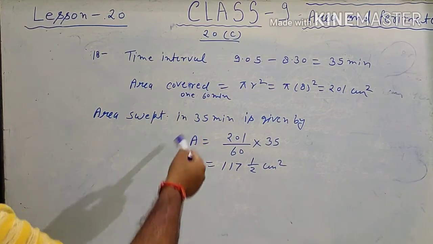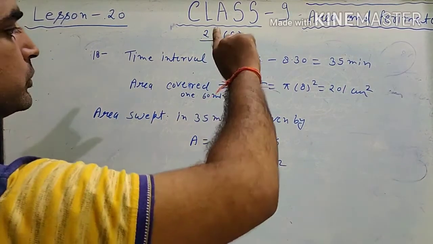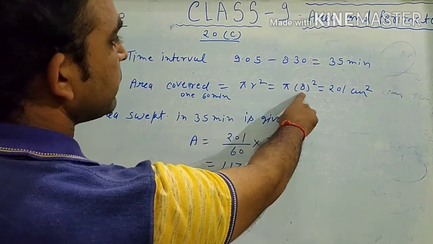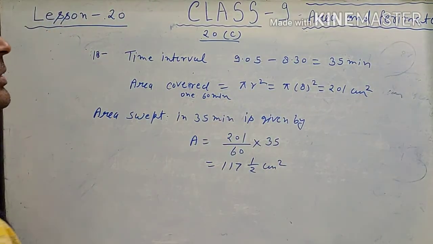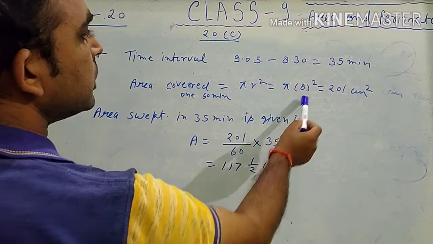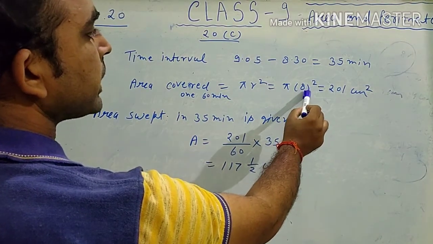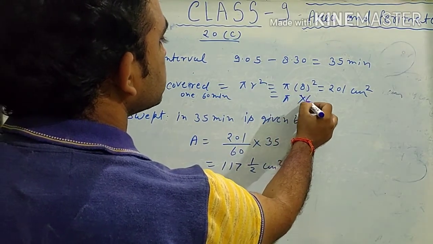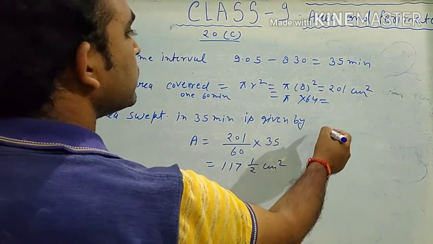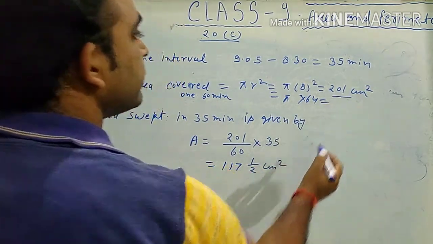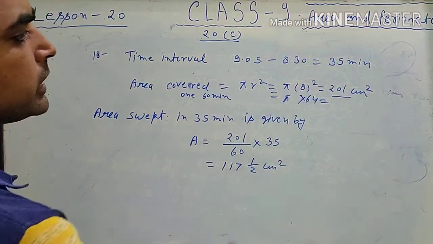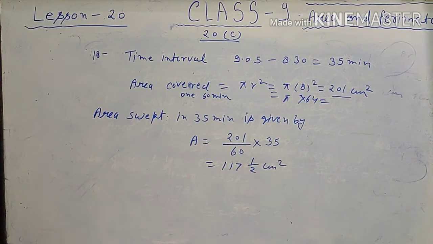Now the area covered in 60 minutes means the area the minute hand will cover, which is pi r square, and the minute hand is given 8 centimeter long, meaning radius will be 8 centimeter. So pi into 8 square means pi into 64. When you multiply both, we get the approximate value 201. It will be 200.99 something, but you can take the approximate value 201 centimeter square.